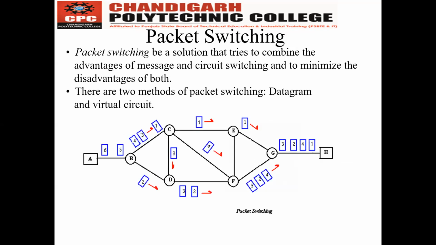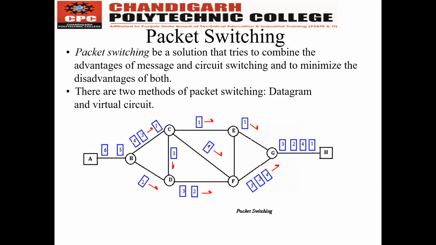Now next is packet switching. Packet switching is a solution that tries to combine the advantages of message and circuit switching and to minimize the disadvantages of both. There are two methods of packet switching. First is datagram and second is virtual circuit switching. In packet switching, unlike with message switching, where there is no limit on block size, packet switches place a tight upper limit on block size. A fixed size of packet which can be transmitted across the network is specified.